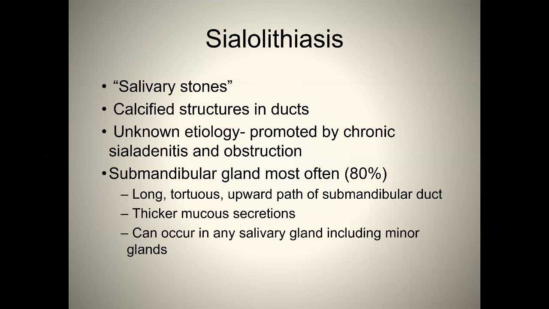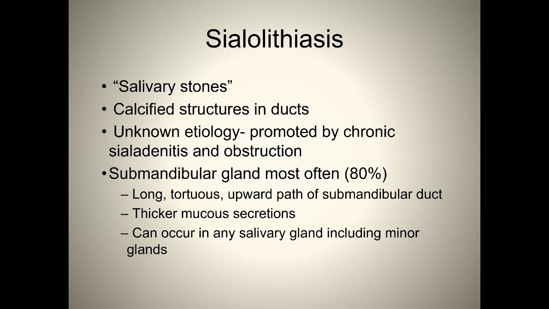The other contributing factor is that the submandibular duct has thicker mucus secretions. The parotid duct is almost exclusively serous, which is very thin and watery, whereas the submandibular duct is mixed with mucinous and serous secretions. Since it's thicker and traveling up this long, tortuous path that's windy and somewhat against gravity, it makes sense that it's going to move a little bit slower, more prone to obstruction, and can lead to sialolith formation. That being said, sialoliths can occur in any salivary gland, including minor glands.